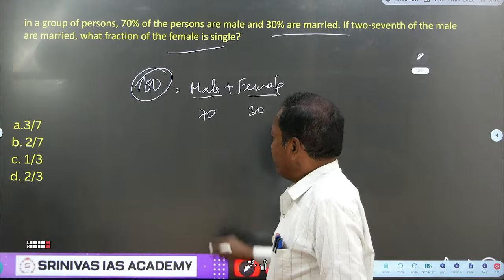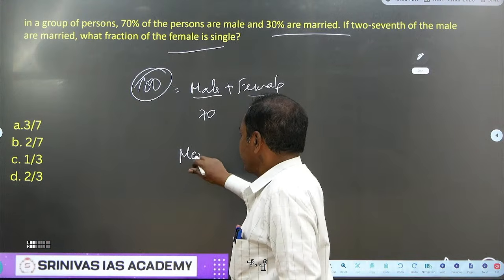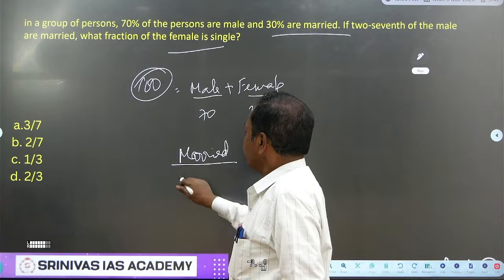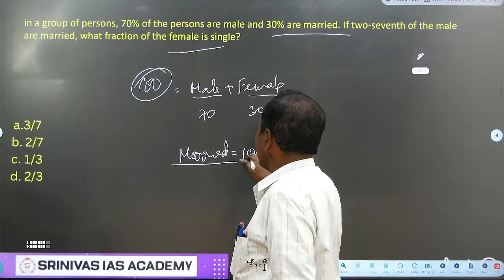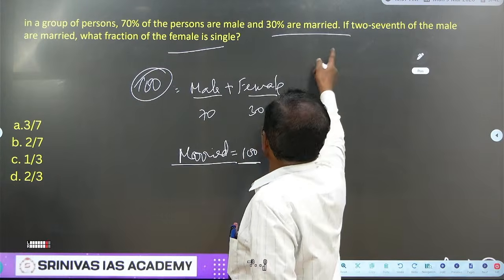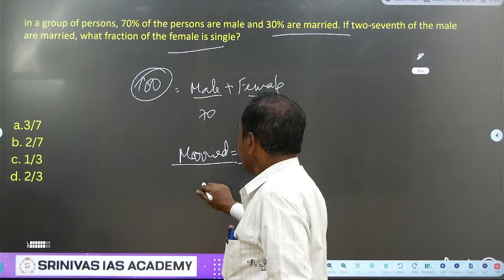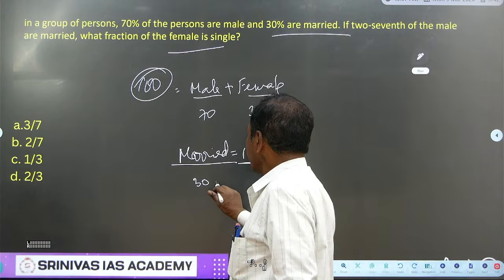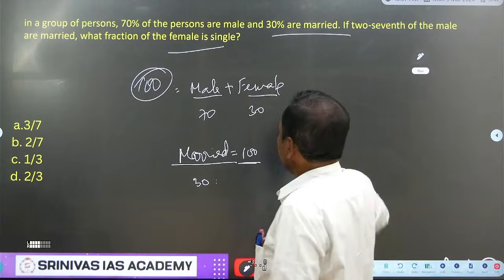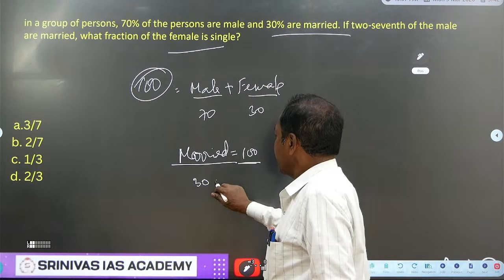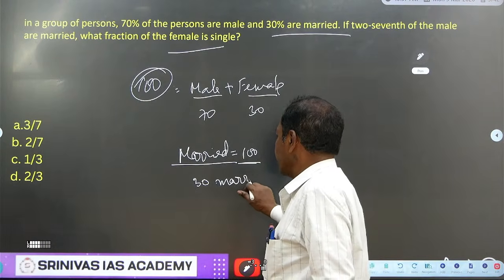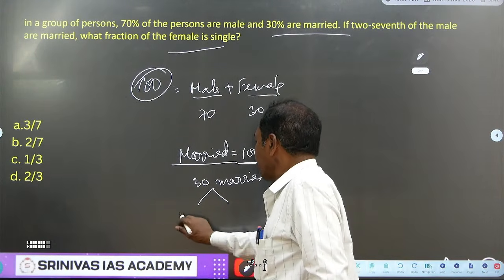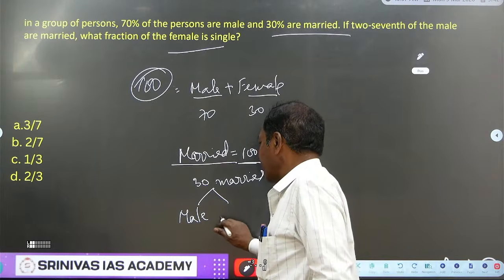30% married, you have to write separately. Total married, let us say, of 100, 30% are married, that is married is 30. Unmarried is not asked, leave it. 30% are married. This is the male, how many? Female, how many?